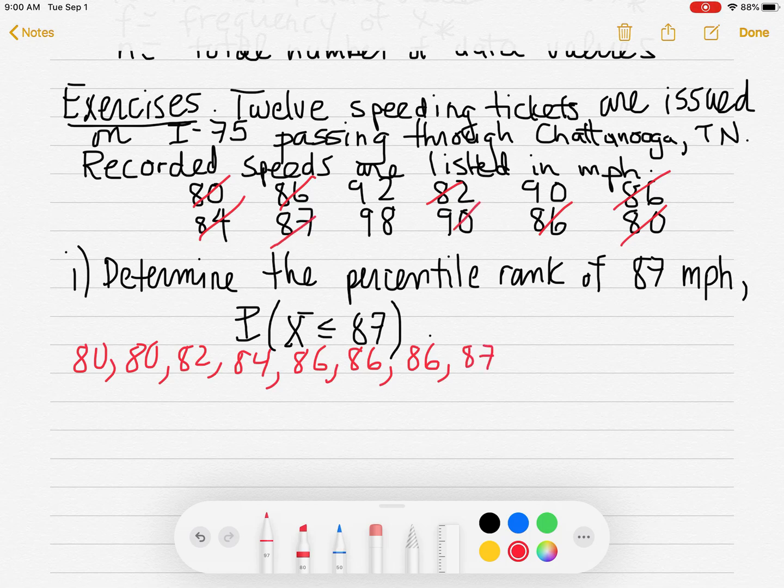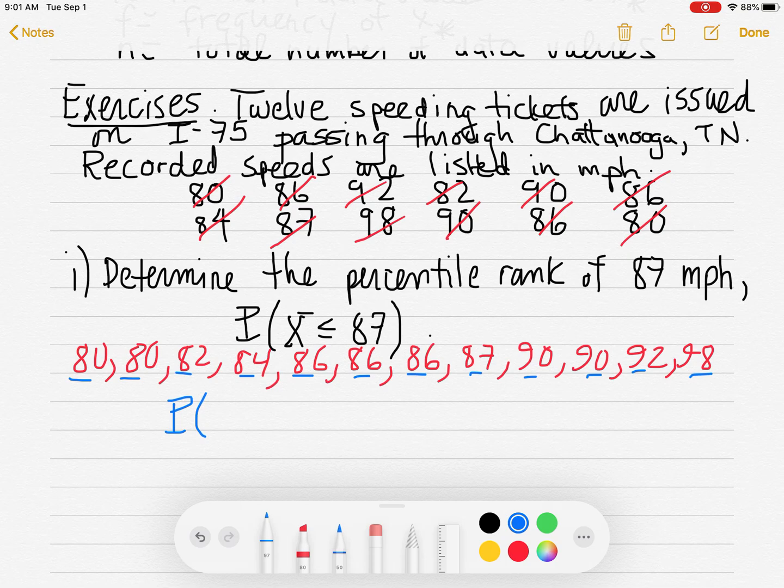87, 90, 90, 92 and 98. I think I got everything. Let me just count everything up. I checked everything off. Counting: 1, 2, 3, 4, 5, 6, 7, 8, 9, 10, 11, 12. Okay, I got everything. So first you want to put everything in order. Then we're going to break out our formula here. We want the percentage of data values, x values, less than or equal to 87.